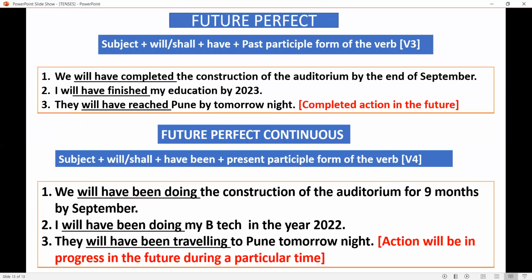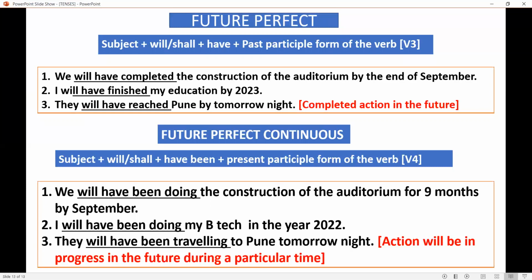That is future perfect tense and future perfect continuous. Let's see, when do we use future perfect tense? The future perfect tense is used when we are referring to an action which you expect that it will be completed in the future time, at this time. Okay? And the form is subject plus will or shall plus have plus past participle form of the verb.